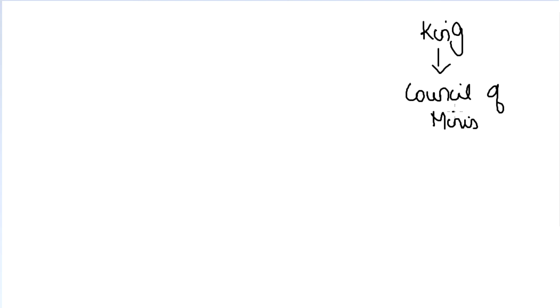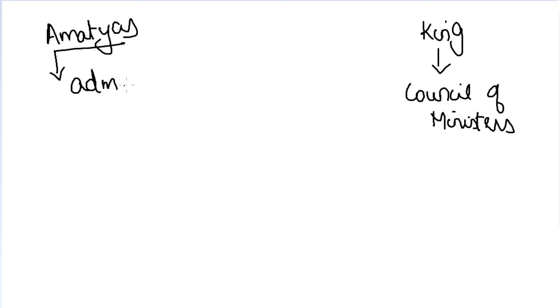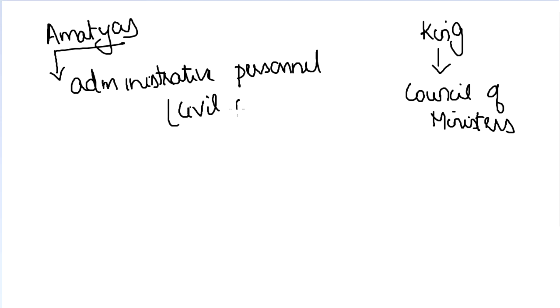So in administration, first we learned about the king. After that, we learned about the Council of Ministers. Next, we are going to learn about the Amatyas. They were some sort of administrative personnel. So who were Amatyas? They were administrative personnel, or we can say civil servants.